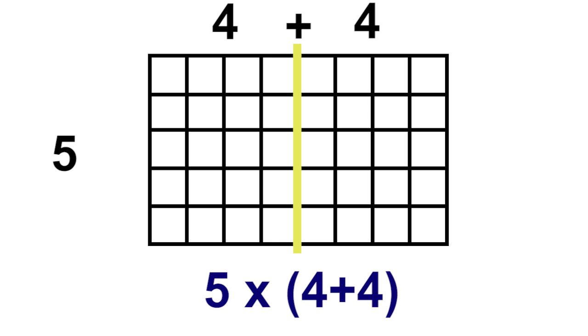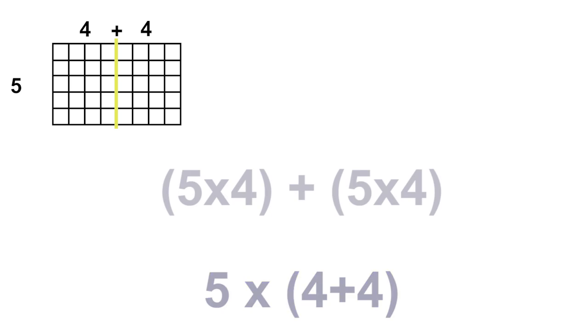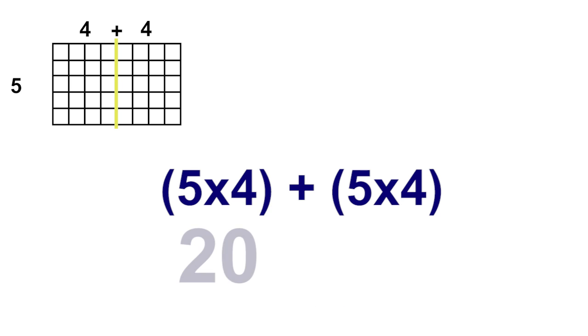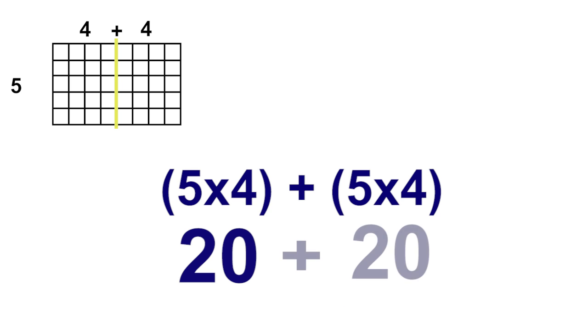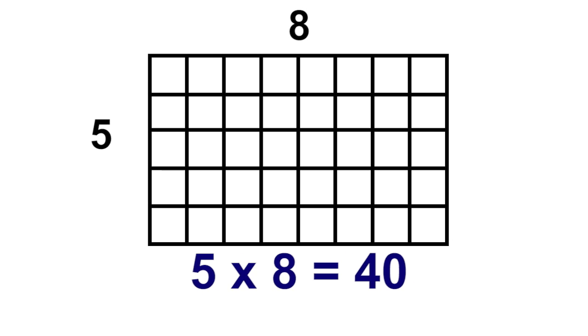Now we can use the distributive property to write a new expression that represents the 2 smaller arrays we created. In this case, they are 5 multiplied by 4 and 5 multiplied by 4, which we can write this way. 5 multiplied by 4 is 20, and 20 doubled is 40. So the total area of the original 5 multiplied by 8 array is 40.